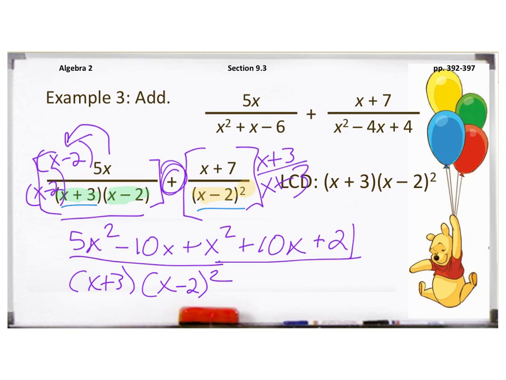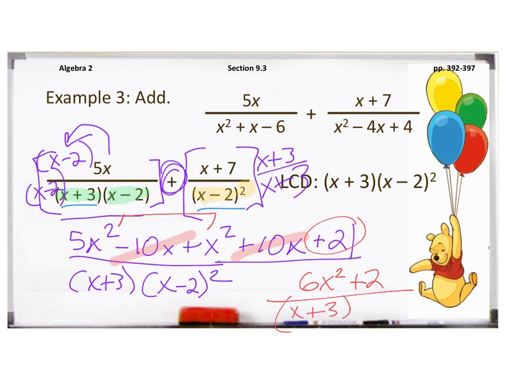And if I combine those all together, notice I have a plus 10x and a minus 10x. So those are going to cross out. So I'm going to end up with 6x squared. That's the x squared and the 5x squared. And then just plus 2. And this is all over the x plus 3 x minus 2 squared. And that's my final answer.